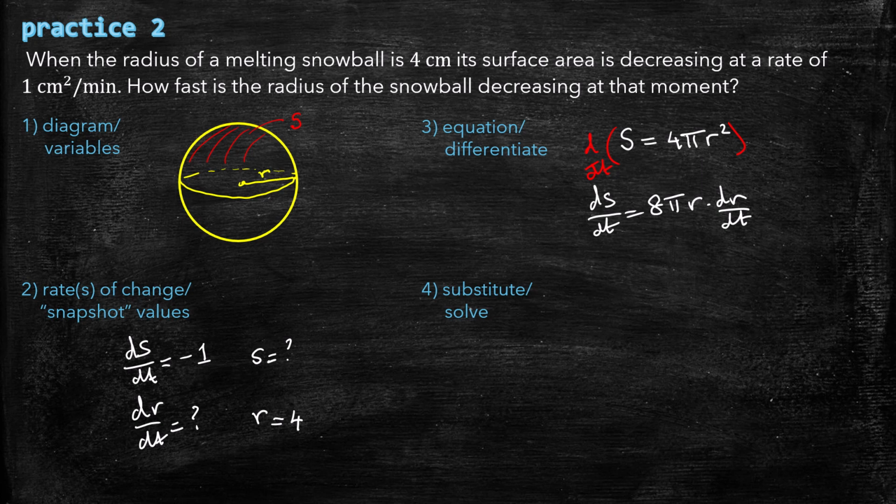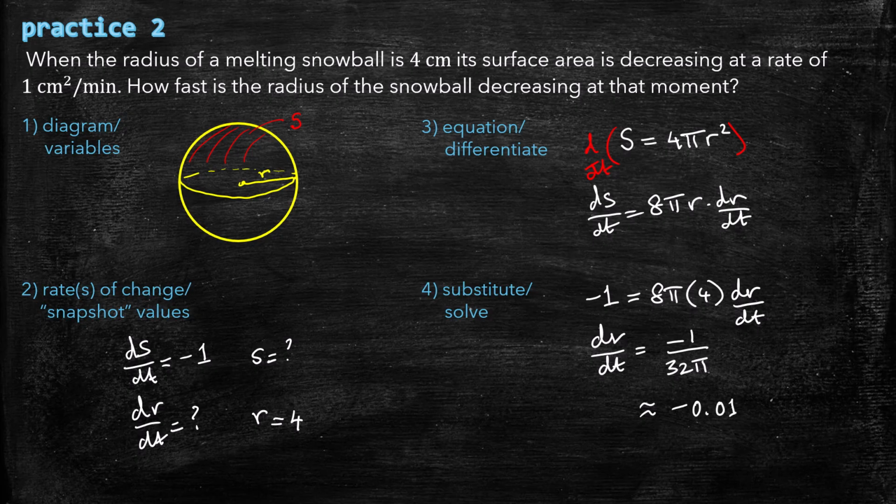So dS by dt is negative 1. 8 times pi, the radius at that moment is 4, and we'd like to find dr by dt. So if we divide through, we would get negative 1 over 8 times 4 is 32 pi. And if we just want to understand that as a number, it comes to about negative 0.01. And of course, the units of that, because it's radius, is centimeters per minute. So that is the rate, dr by dt, at which the radius is changing at that moment.